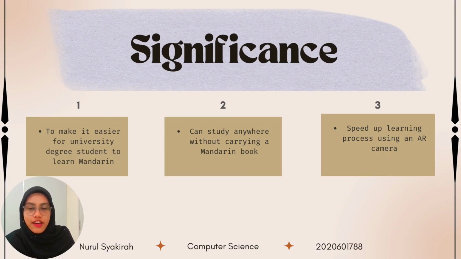There are 3 significances of this project. The first one is to make it easier for degree students in UiTM TAPA to learn Mandarin. The second one is students can study anywhere without carrying a Mandarin book. The last one, the importance of this project application, is to speed up the learning process using an augmented reality camera.